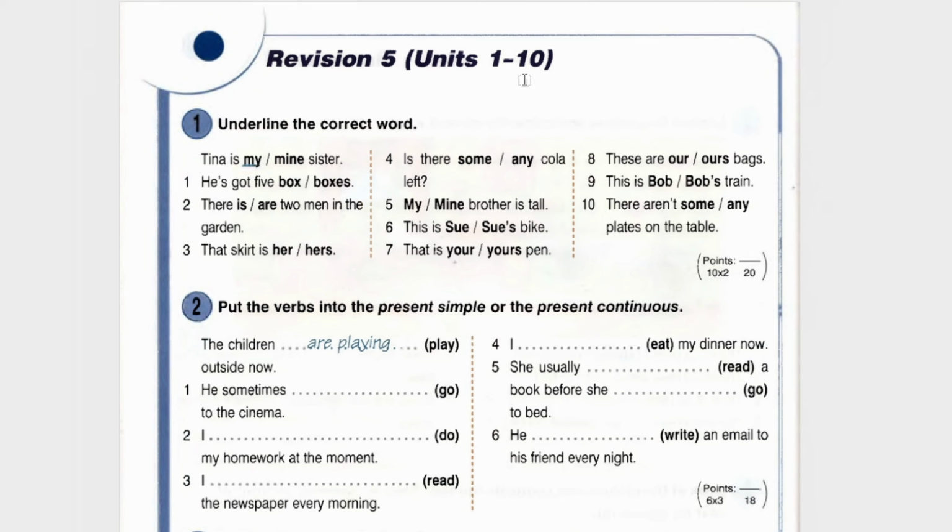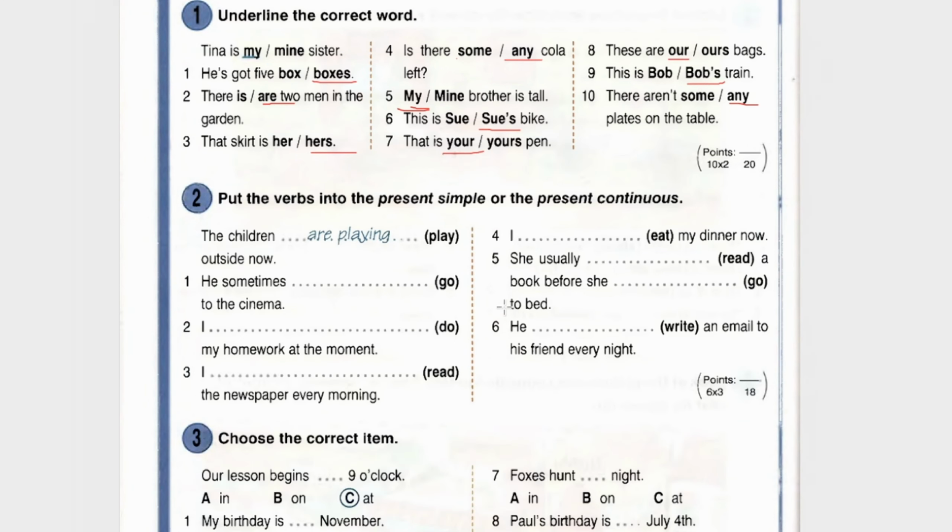Okay, let's take a look at this revision. So revision 5, units from 1 to 10. So let's take a look. Underline the correct word. He has got 5 boxes. There are 2 men in the garden. That skirt is hers. Is there any color left? My brother is tall. This is Sue's bike. That's your pen. These are our bags. This is Bob's train. There aren't any plates on the table.